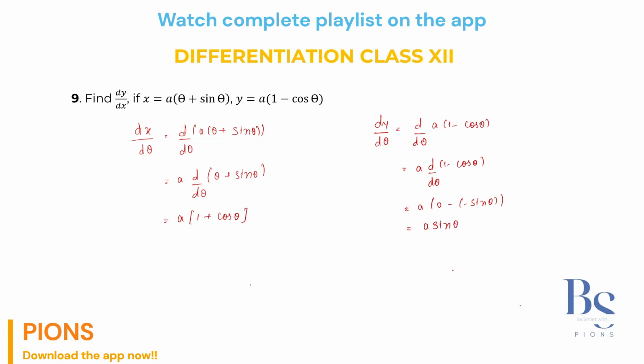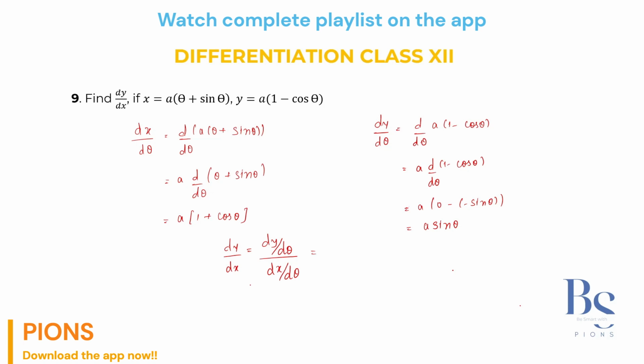But they are asking dy by dx. Yes, not dx by d theta or dy by d theta. So dy by dx, we can write it here as dy by d theta. Be very careful. If you did opposite, it will give you a wrong result. Dy by d theta upon dx by d theta. Some students, even after doing up till here, go wrong where they do dx by d theta divided by dy by d theta. So be very careful.